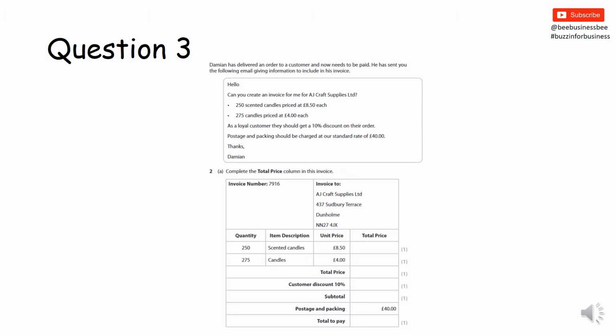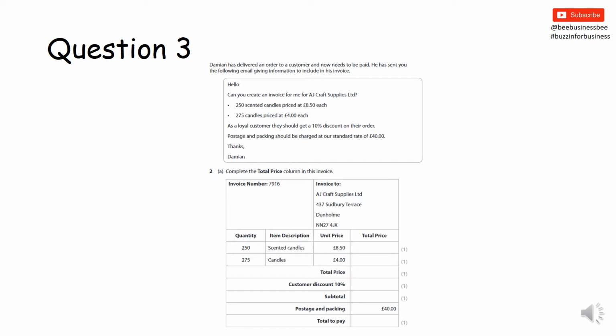As you can see, you've got some details at the top of the page, and you've got an invoice you need to complete for Damien. You'll see here that you have to do 6 different areas, and there's 1 mark for each area. Pause video while you do this, and then unpause to see the answers.